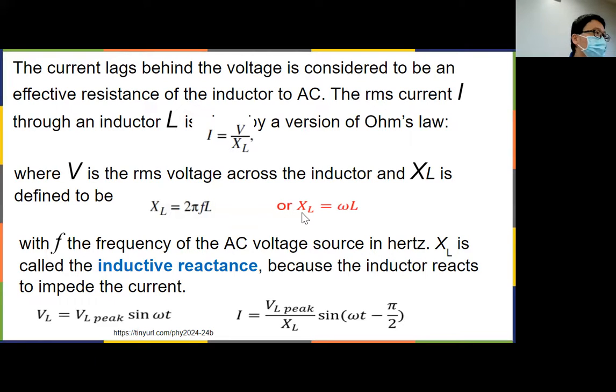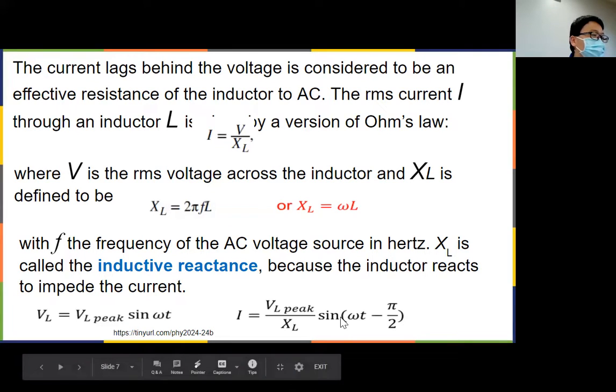You can also write X_L as omega times L, where omega is the angular frequency equal to 2 pi times f. In that case, because your current is lagging the voltage, it's a slightly different sine function. It's lagging by pi over 2 or 90 degrees, so you have minus pi over 2 in the sine function. This is equivalent to a cosine of omega t. Sine of omega t minus 90 degrees, or pi over 2, is equivalent to cosine omega t.